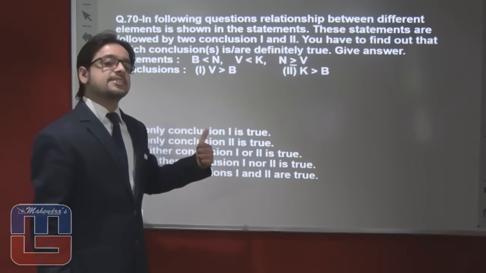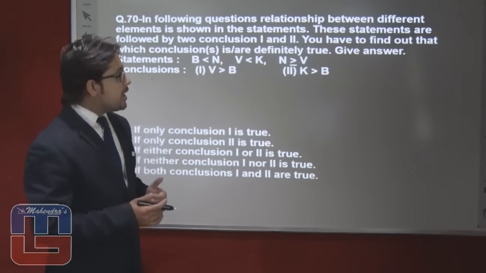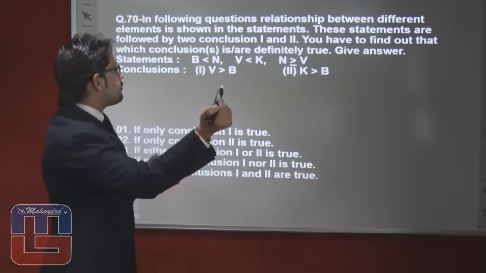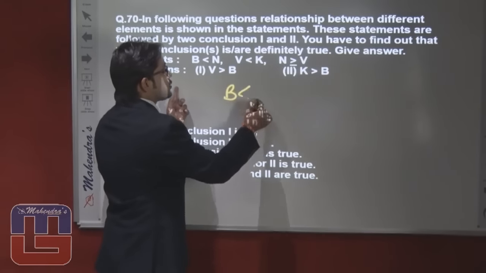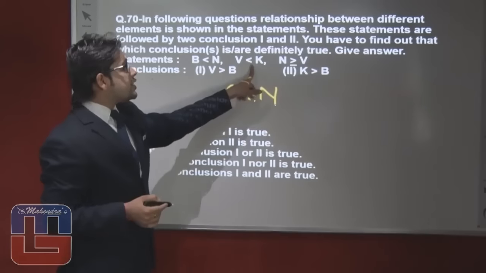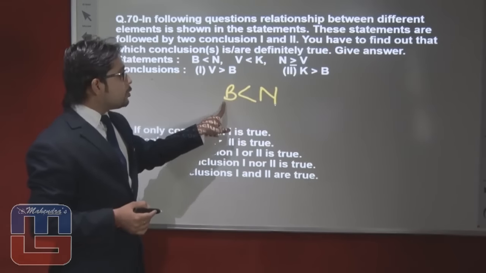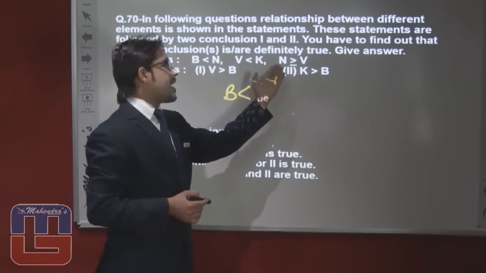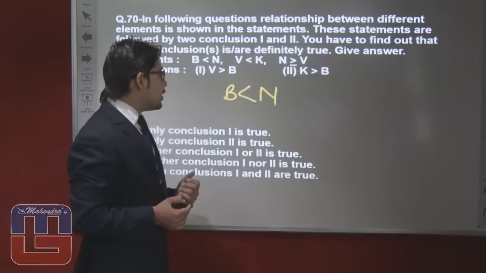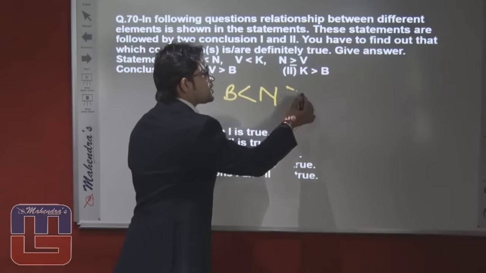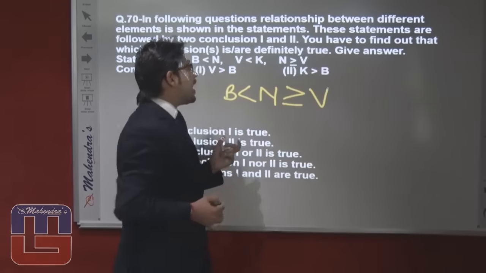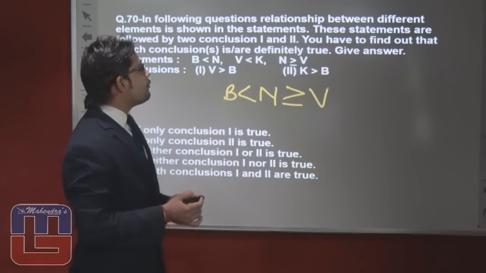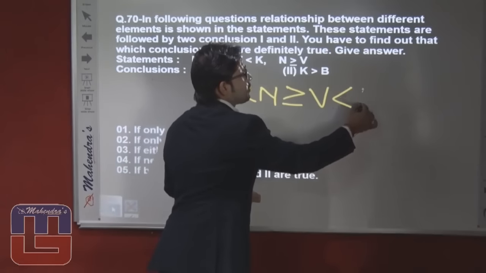In this question again 3 statements are followed by 2 conclusions. You already know how we can combine these 3 statements. First of all we have to write down B smaller than N. Next, V smaller than K. Neither do we have V nor do we have K, so we have to skip this statement. The third statement is saying N is greater than equals to V. So we can combine it: N is greater than equals to V. Last we have to combine the second statement, that is V is smaller than K.